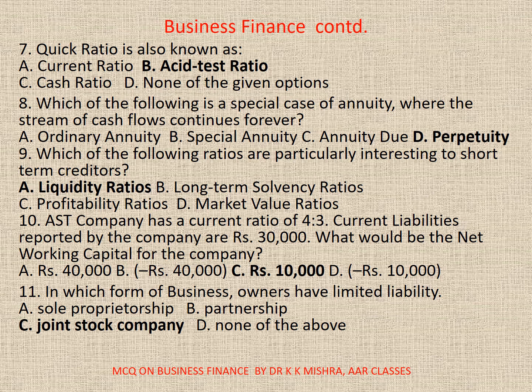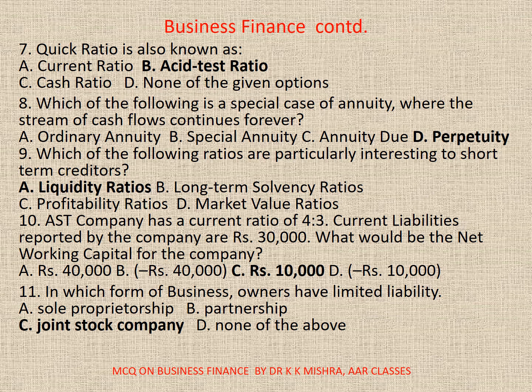Now, question number 11. In which form of business owners have limited liability? A. Sole proprietorship, B. Partnership, C. Joint stock company, or D. None of the above. The correct option is C. Joint stock company.